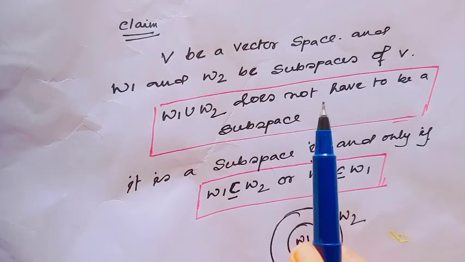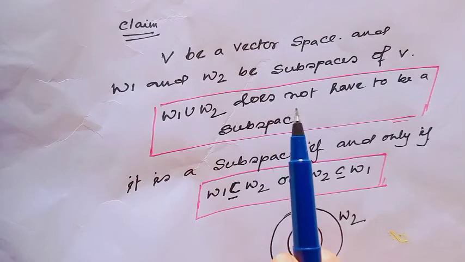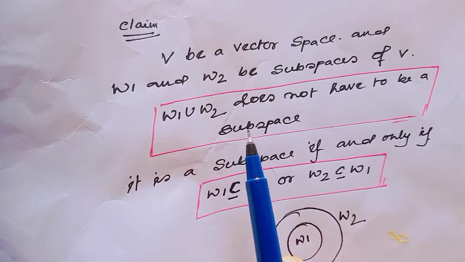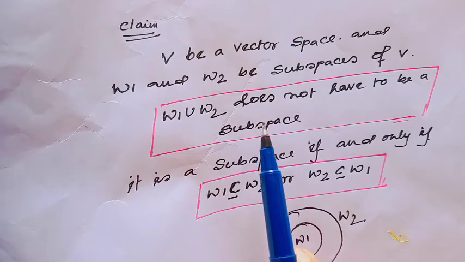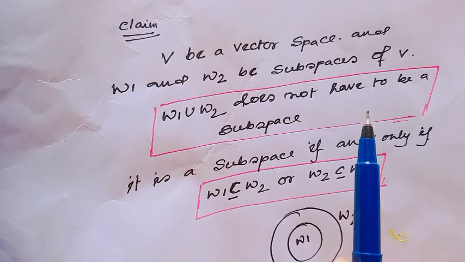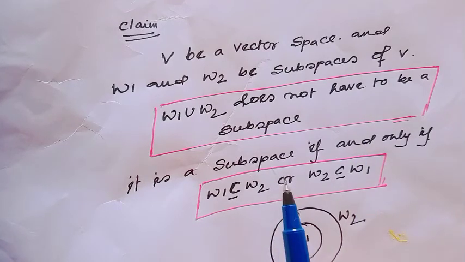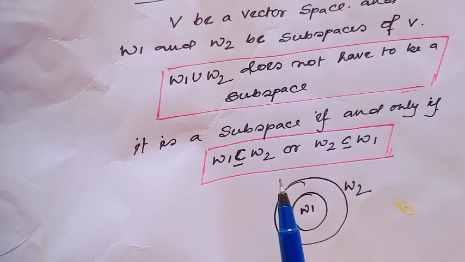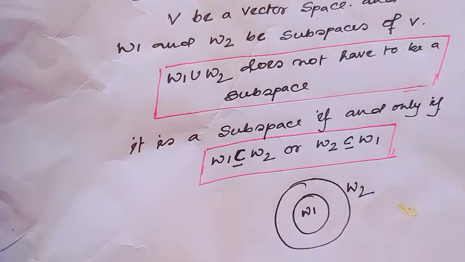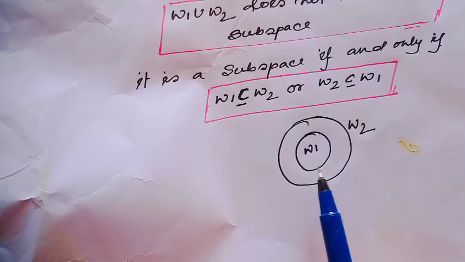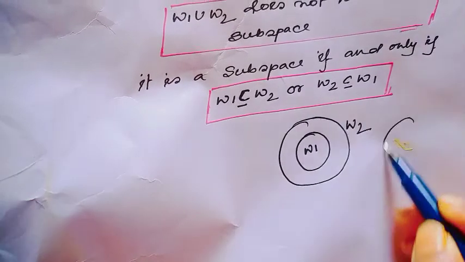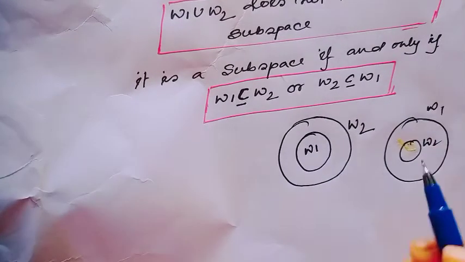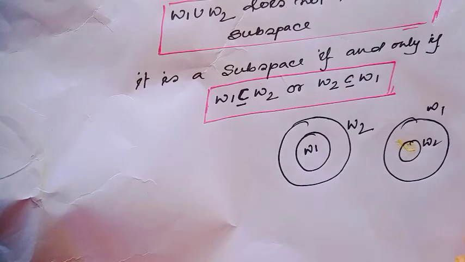Actually, let V be a vector space and W1, W2 be subspaces of the vector space V. Then their union, W1 union W2, does not have to be a subspace. And it is a subspace if and only if either W1 contains W2 or W2 contains W1. That means when W1 contains W2 or W2 contains W1, then their union will always be a subspace.